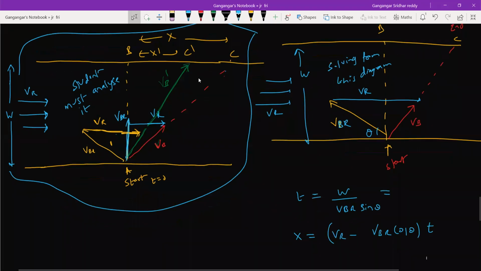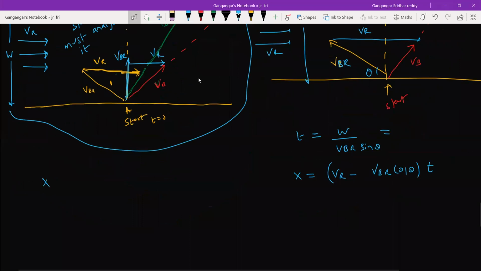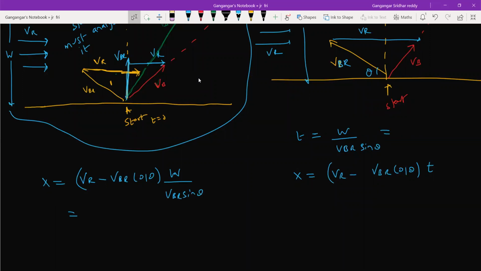So let me substitute that value: X equal to VR minus VBR cos theta, T is what? W by VBR sine theta. Okay, some information: VBR is equal to VR by root 2. The data is given, the speed of the boat is available for us. So VBR is VR by root 2.